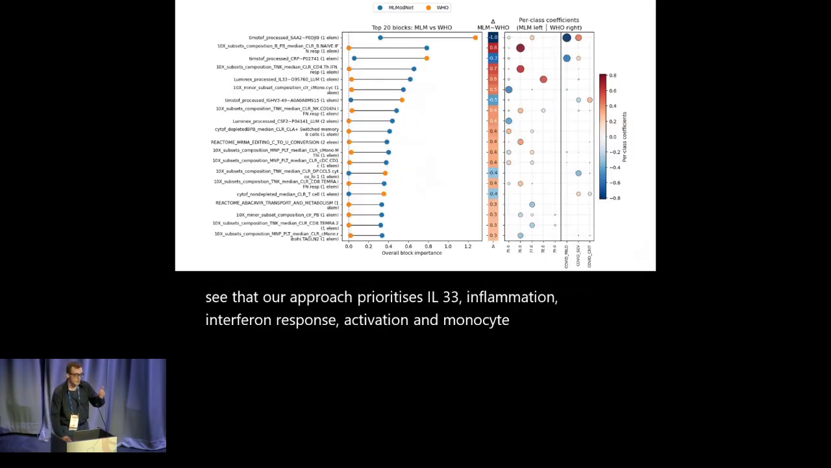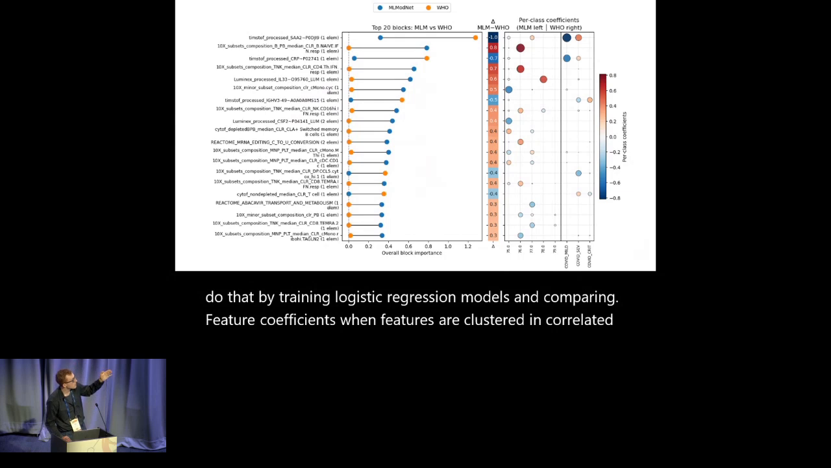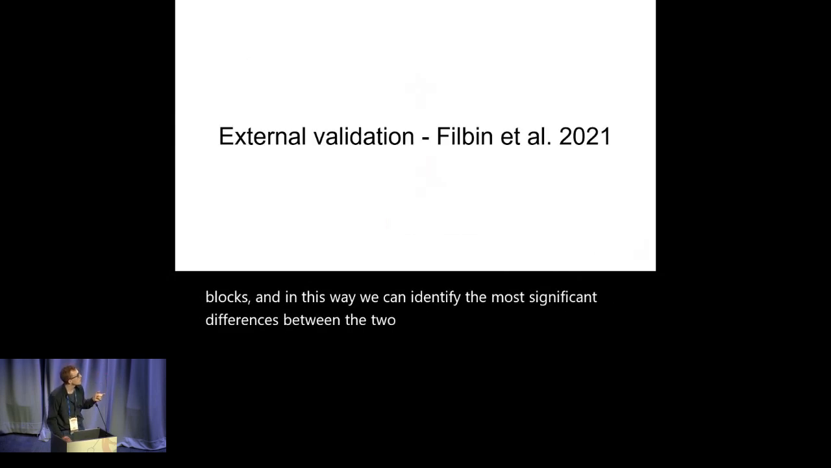And we do that by training 2 logistic regression models and comparing feature coefficients when features are clustered in correlated blocks. And in this way, we can identify the most significant differences between the 2 classifications.